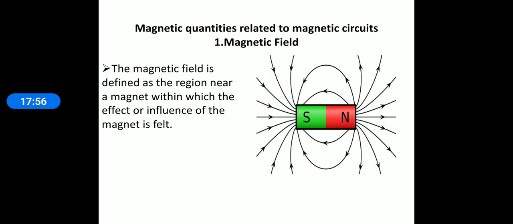In this lecture, we will study some magnetic quantities related to the magnetic circuit. First, what is the magnetic field? Magnetic field is defined as the region near a magnet within which the effect or influence of the magnet is felt, and the presence of a magnetic field can be tested by using another magnet also.